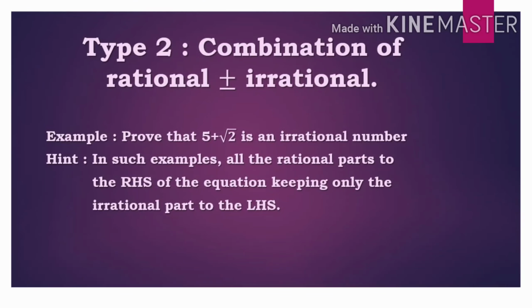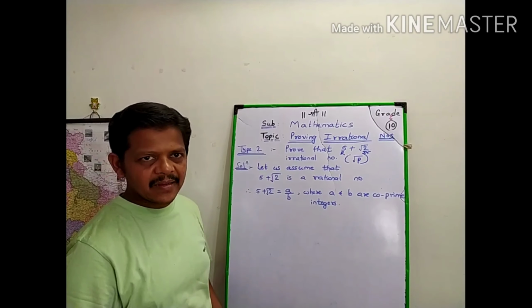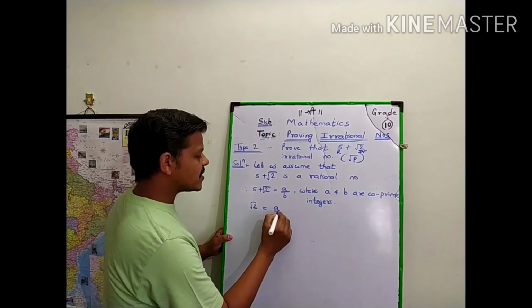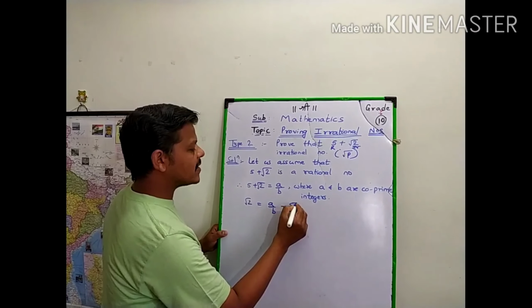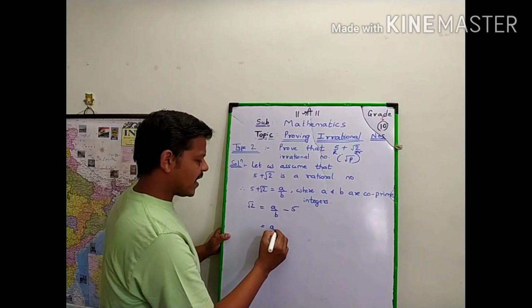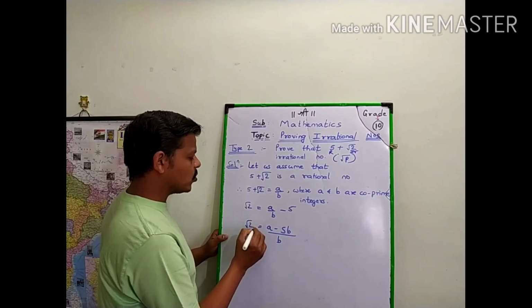Which is the rational part? 5. 5 goes to the RHS. Here it is 5 plus, so 5 goes and becomes minus. Let us see how it happens. So root 2 becomes a upon b minus 5. Just cross multiply to make the common denominator. It is a minus 5b upon b.